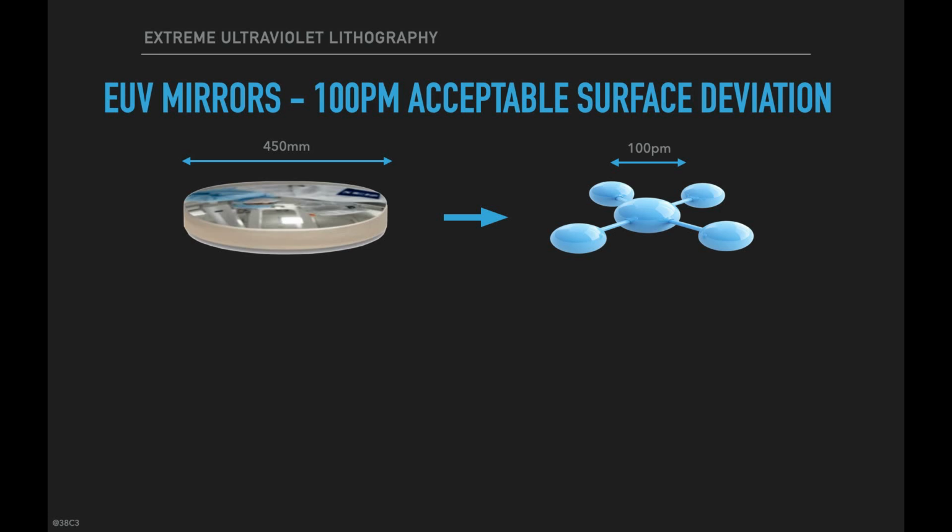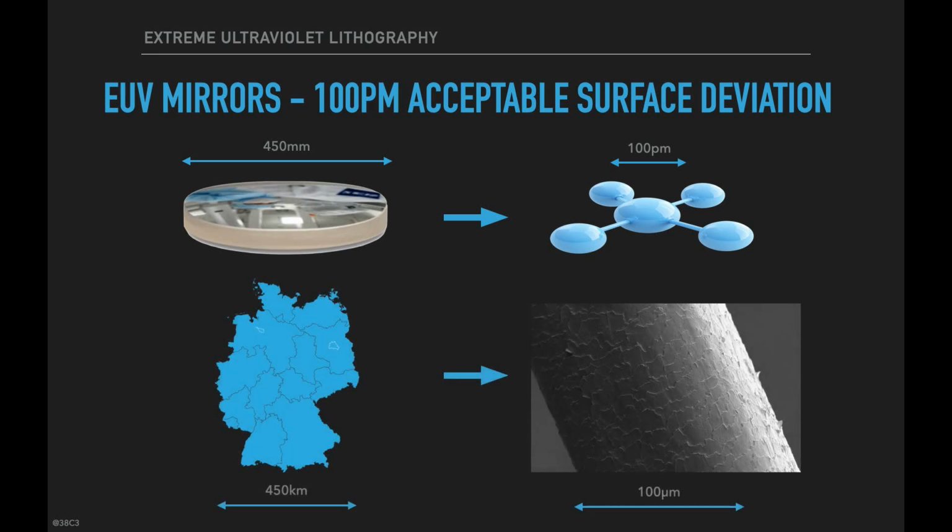And the acceptable surface deviation here is 100 picometers. The mirror is 45 centimeters in diameter. If you blew this up to the size of Germany, it would mean the highest mountain is a human hair. So these are the flattest objects humans have ever built.